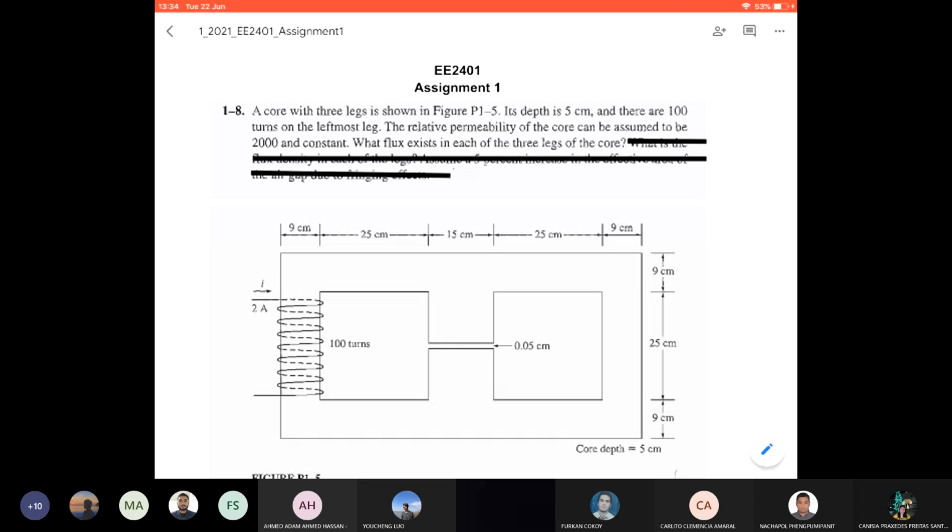Okay, again, I got this from the end of chapter, but things are gonna change a little bit because your textbook is considering a fringing effect. Here we don't do that. Okay, and then I'm asking you to find only the flux in the 3 legs. Okay, let's do that.